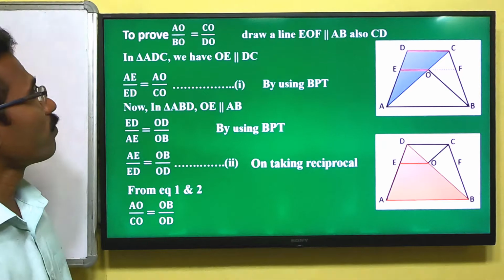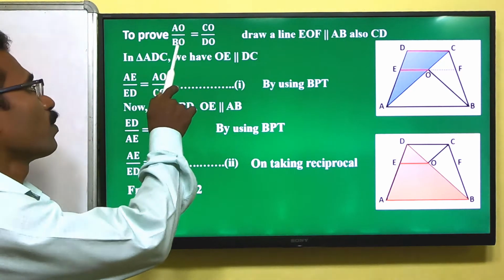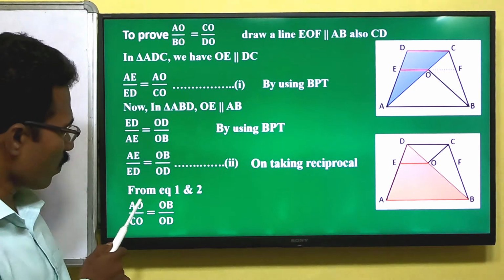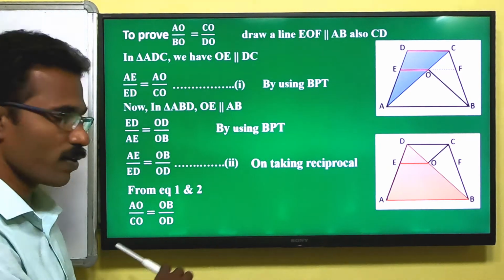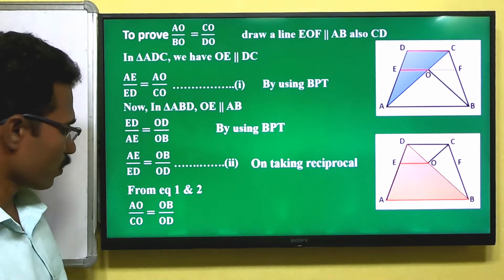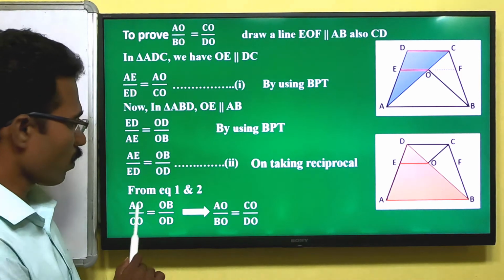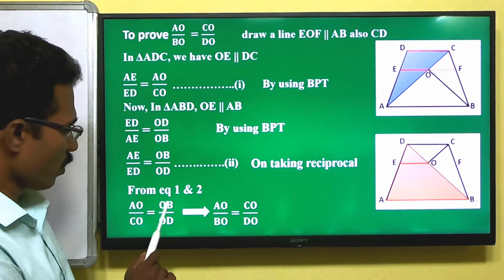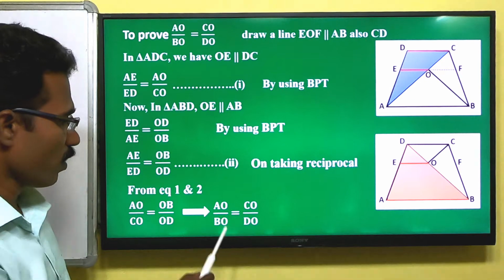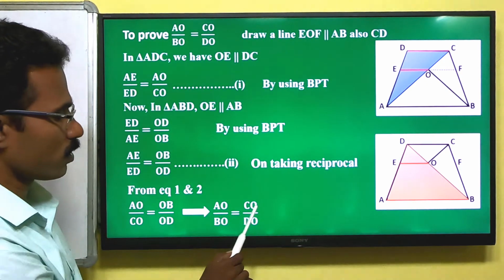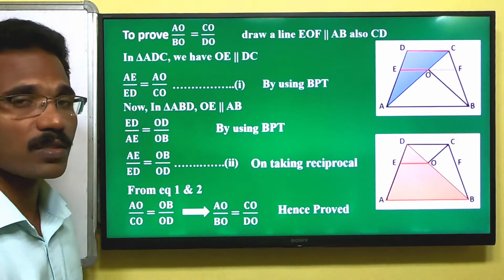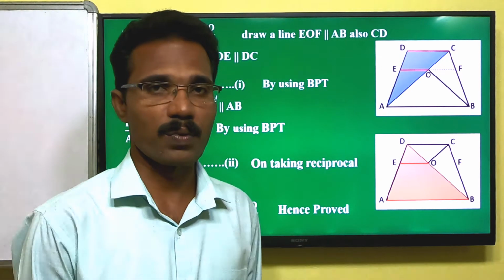So now what we have to prove is AO upon BO. So AO upon BO, we have AO, and BO is this side. So we will do a cross multiplication. By doing cross multiplication, we have AO upon BO equal to CO upon DO, as the CO comes here. So this is what we needed to prove. We have proved it.